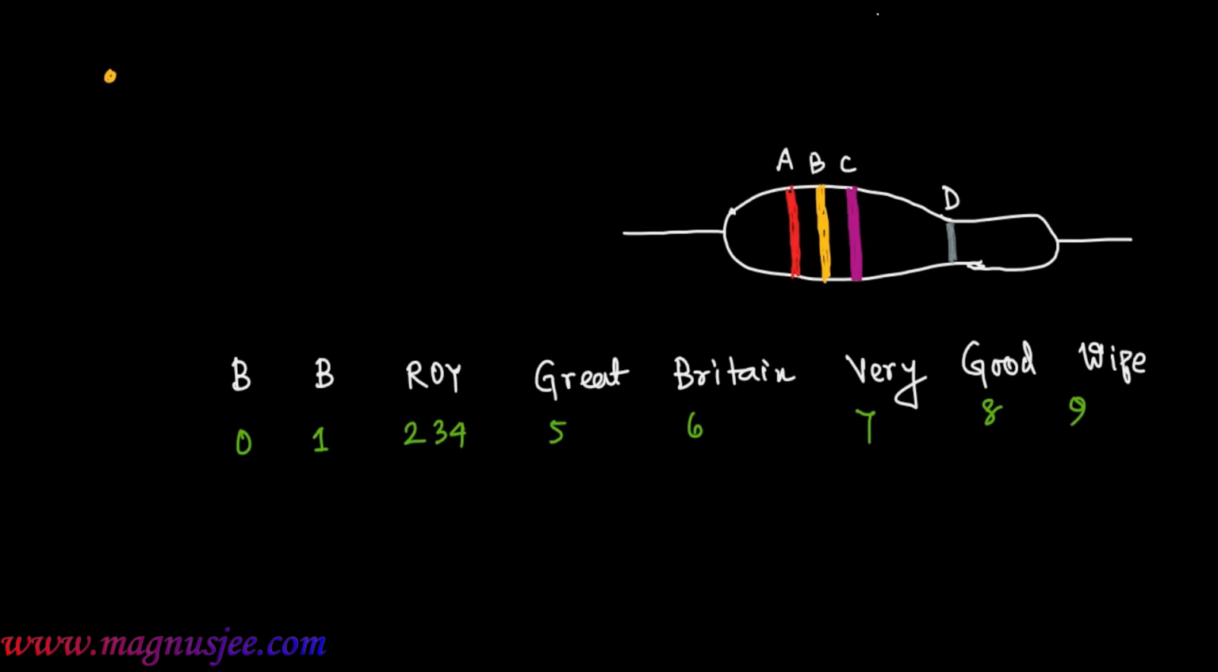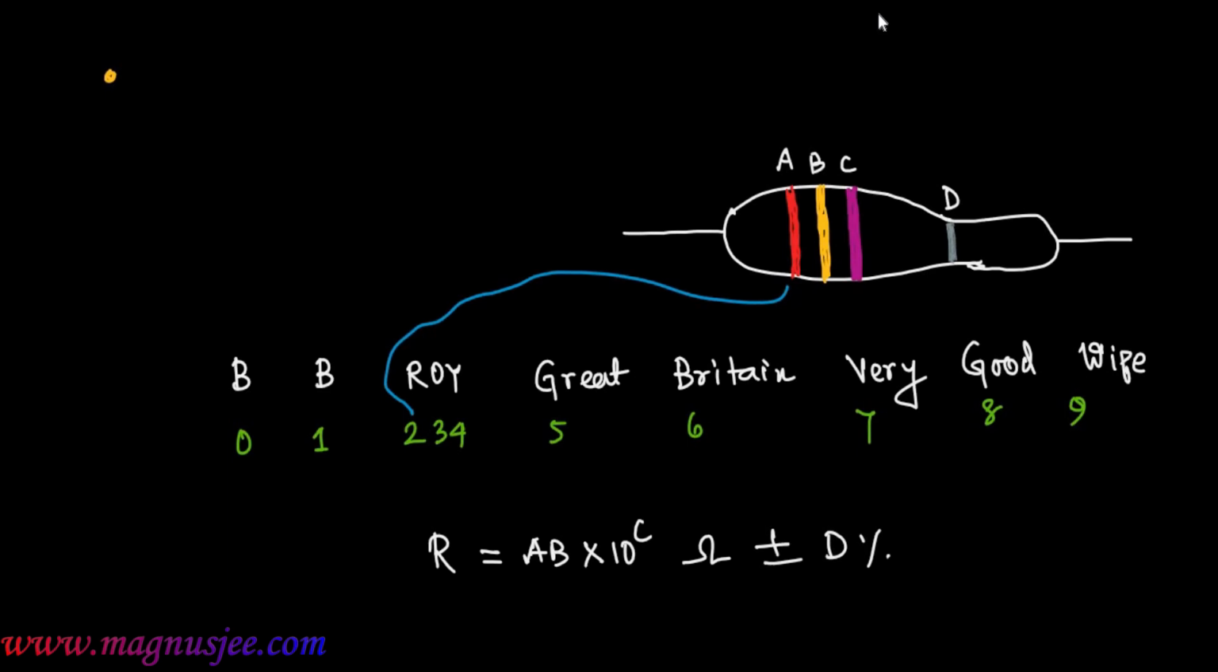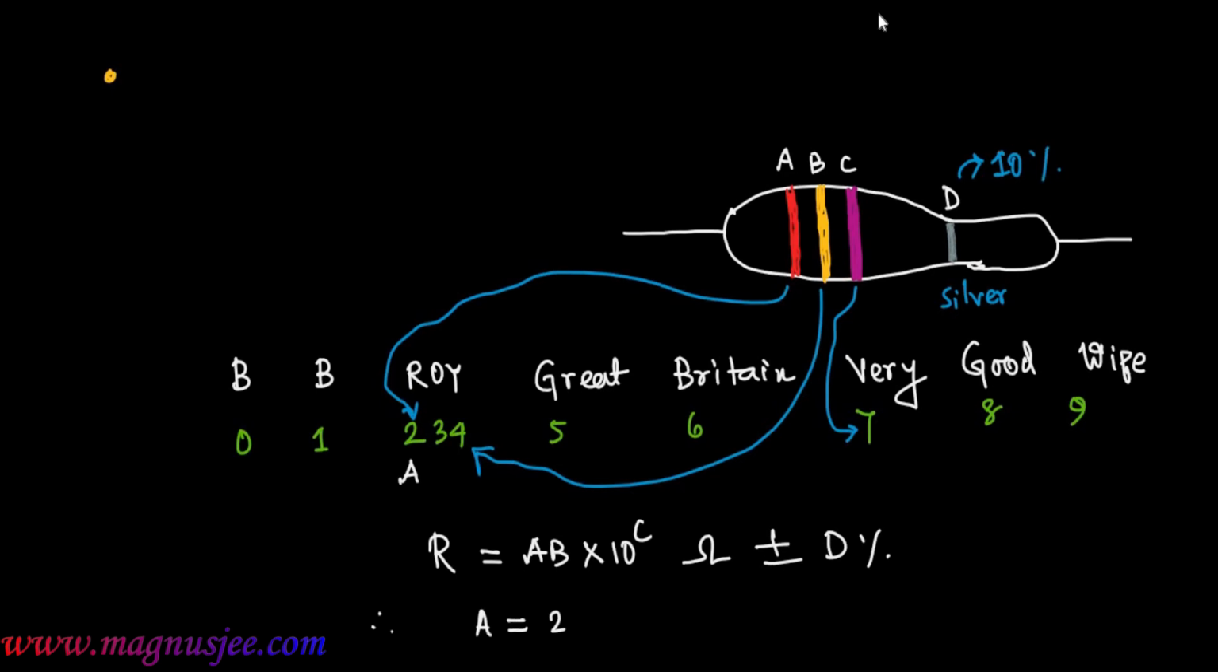That is 0, 1, 2, 3, 4, 5, 6, 7, 8, 9. And the value of resistance is R equal to AB into 10 to the power C ohm plus minus D%. Now in this carbon resistor, the first color strip is red, which has the value 2, and the second color strip is yellow, which has the value 4. The third color strip, which indicates the decimal multiplier, is violet, having value 7, and the fourth color strip is silver, which indicates the value of tolerance, which is equal to 10%.